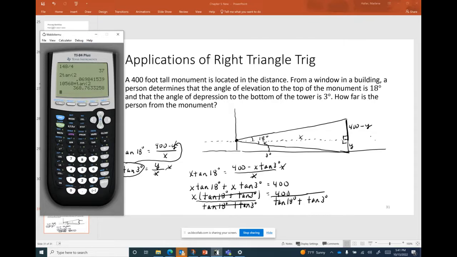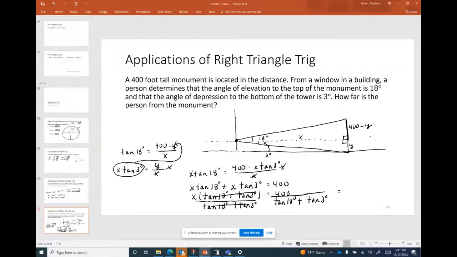There we go. 400 divided by, and I better put that denominator in parentheses, the tangent of 18 degrees plus the tangent of 3 degrees. Okay, and there's my answer, 1060, with a tiny bit of decimal, but I think I'll just truncate that. So it's 1060. What were our units again? We were in feet. 1060 feet.